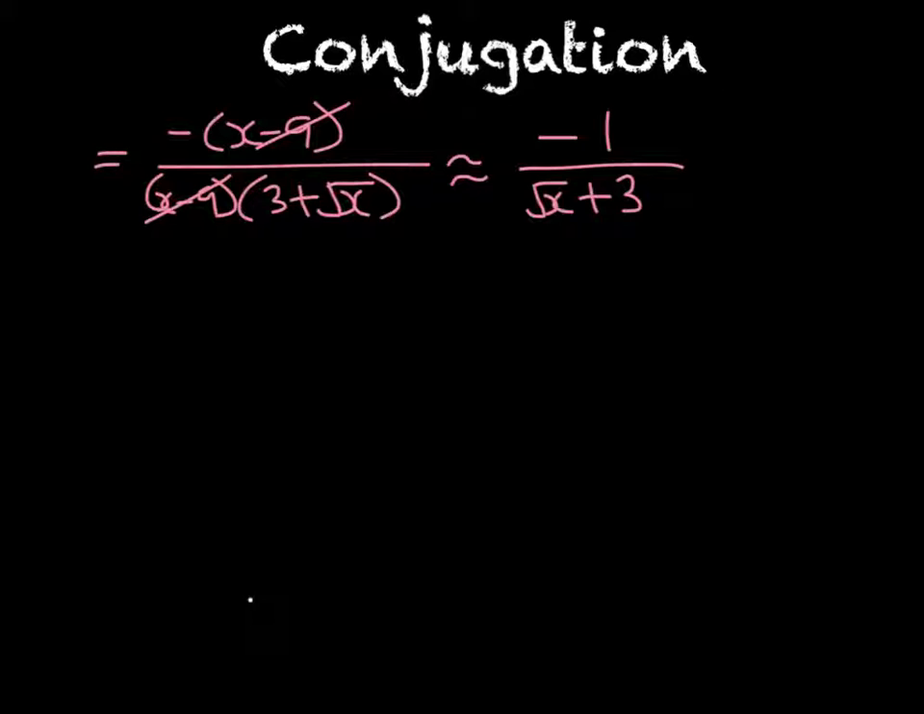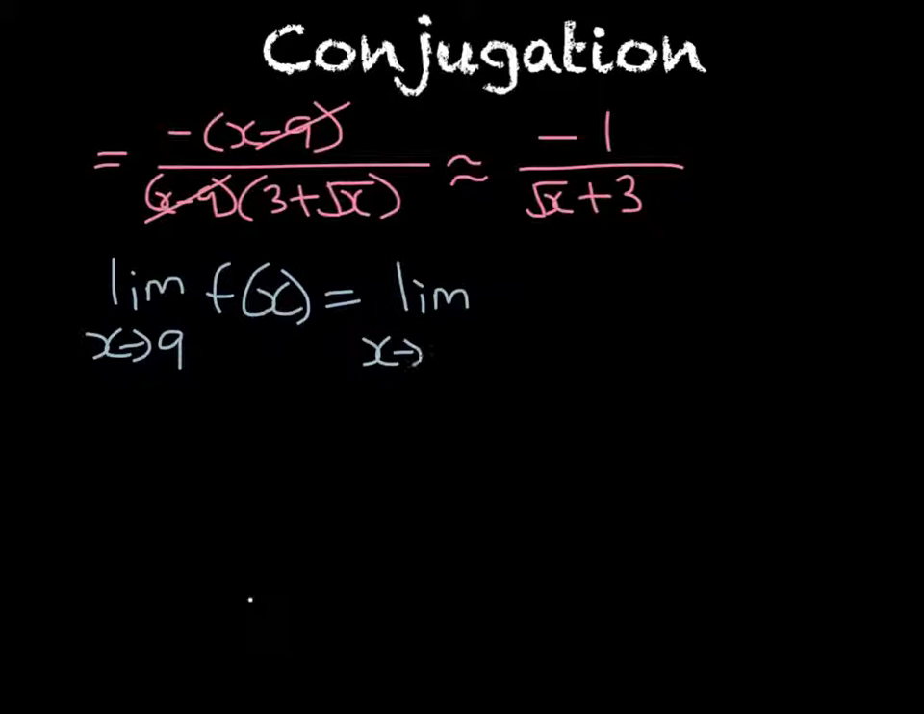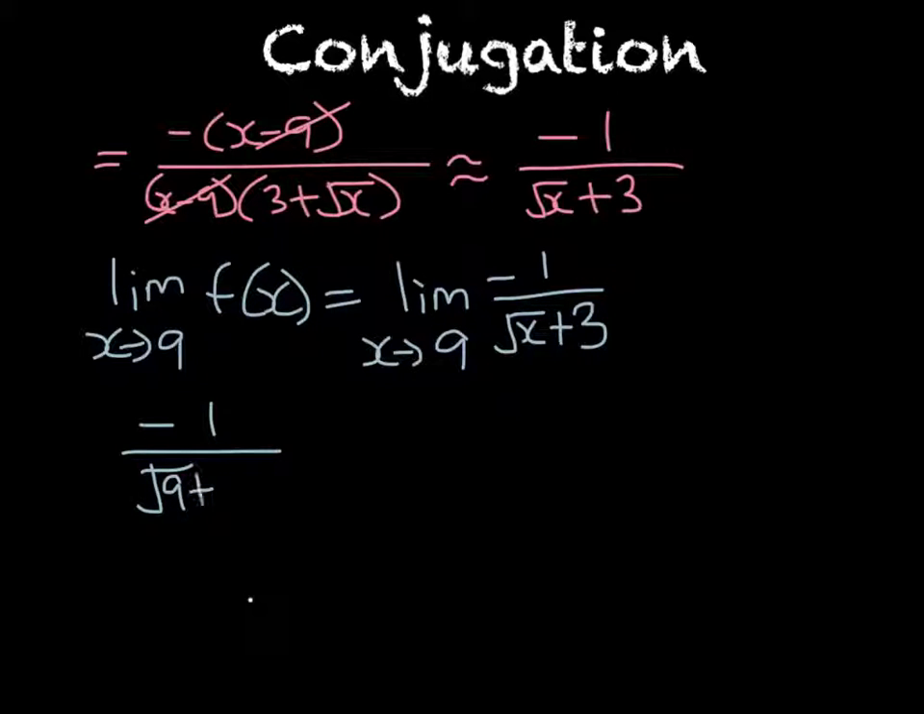So now, if we want to find the limit as x approaches 9, then we can just plug it into our approximated function. And that just gives us negative 1 over the square root of 9 plus 3, or negative 1 over 6.